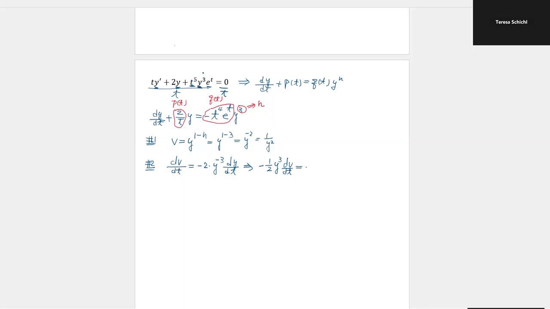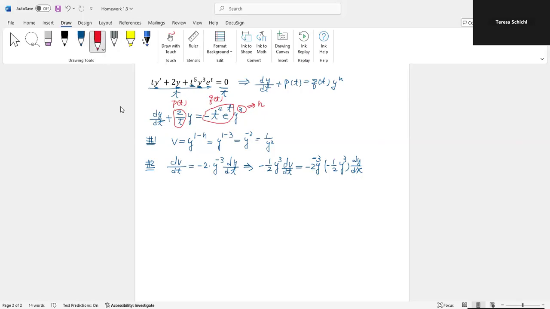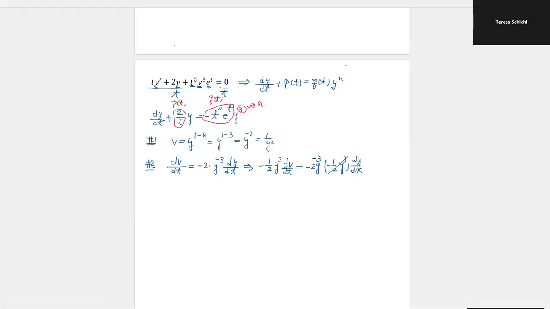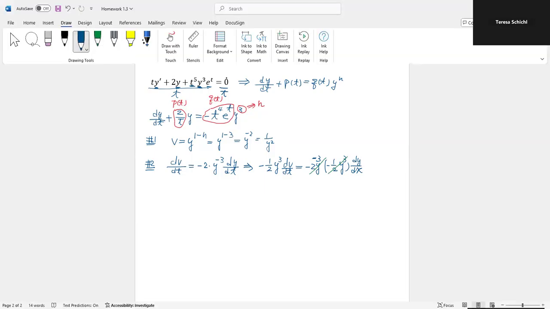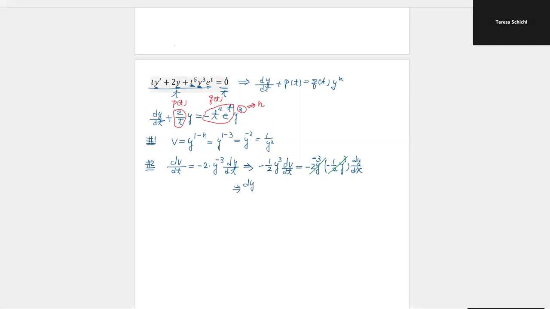Then the right-hand side is negative 2 y to the negative 3, times negative 1/2 y cubed, times dy/dt. See here? Now you see these numbers here: negative 1/2 y cubed and negative 2 y to the negative 3 cancel out. So now this is how I change the function, dy/dt. This is my step number 2. So dy/dt is equal to negative 1/2 y cubed dv/dt.